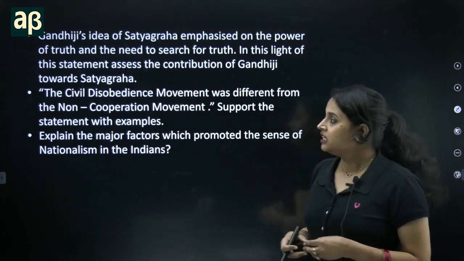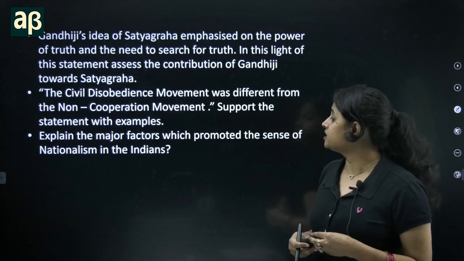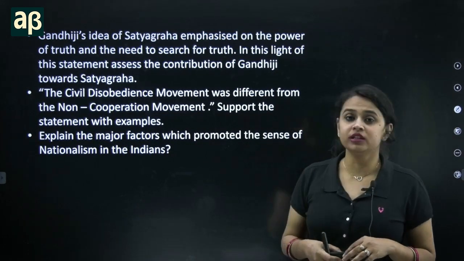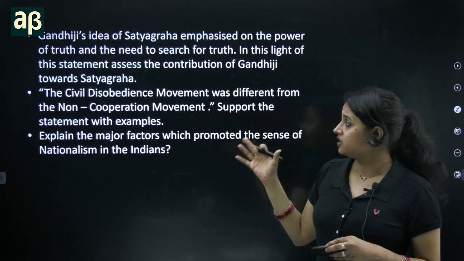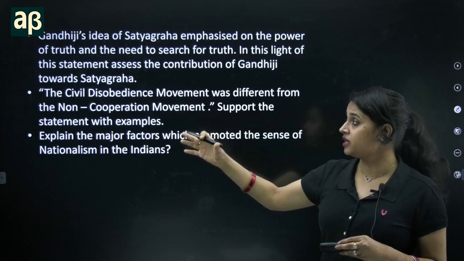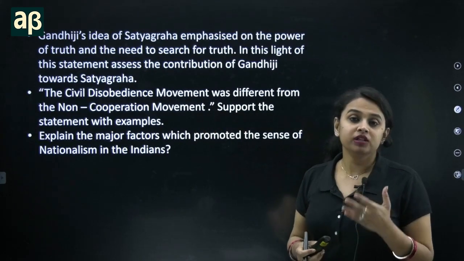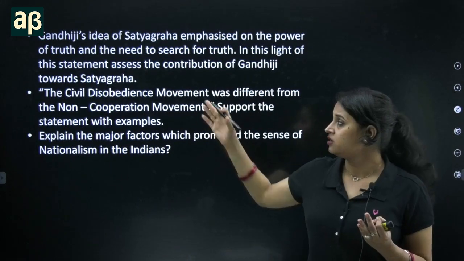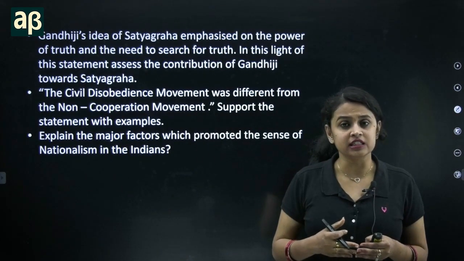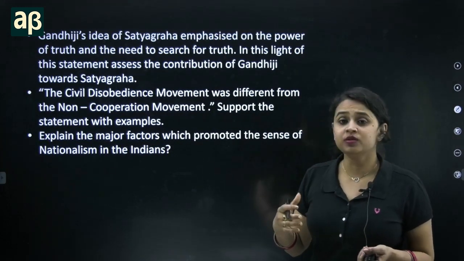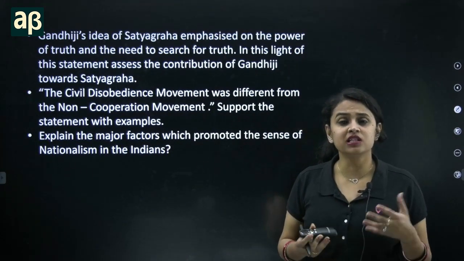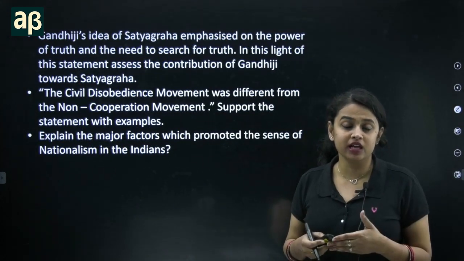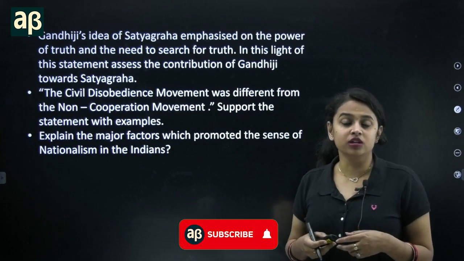Next question. The civil disobedience movement was different from the non-cooperation movement. Support the statement with examples. Yes, there had been a difference between civil disobedience and non-cooperation. What were the differences? Well, non-cooperation started in 1921. Civil disobedience was started in 1930. In non-cooperation, we see that mostly in towns and cities, people had participated. In civil disobedience, mostly villagers had been there. This movement was stronger in the rural countryside.